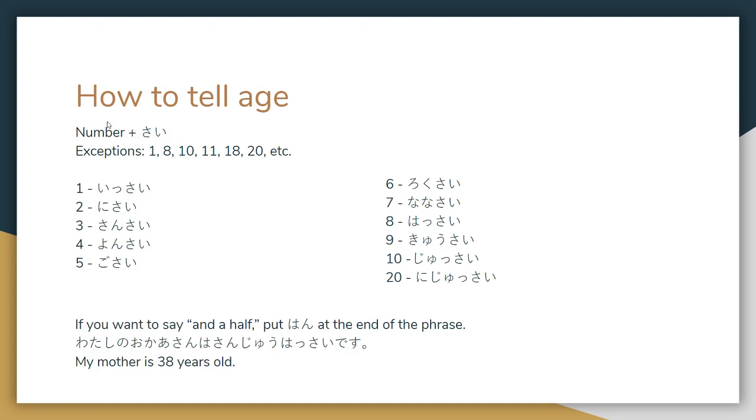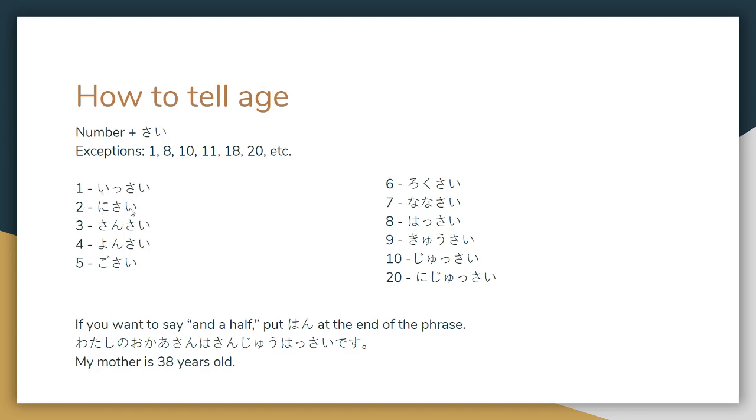And there are exceptions. So the exceptions are 1, 8, 10, 11, 18, 20, 21, 28, 30, etc. And the first age is issai. I've said this small tsu in the first ever lesson. It means you have to wait a little bit before saying the next syllable. So it's issai, with two S's.